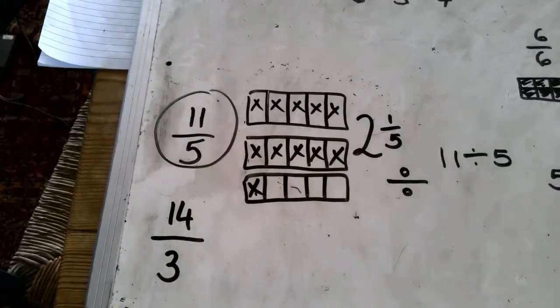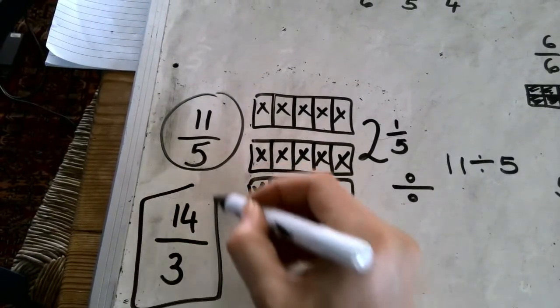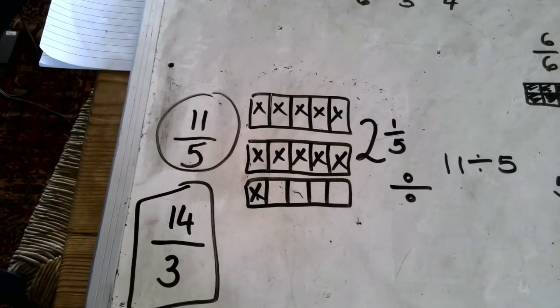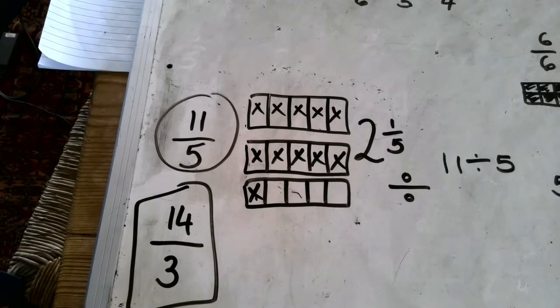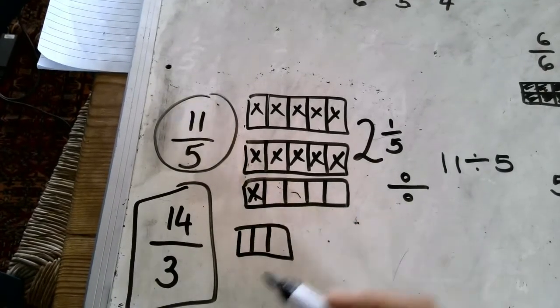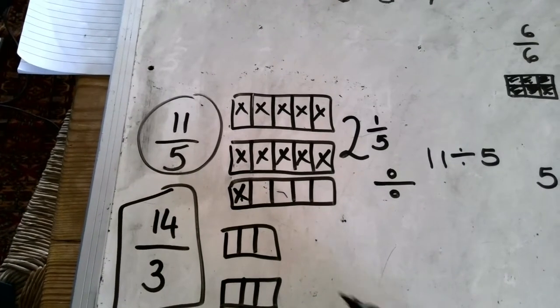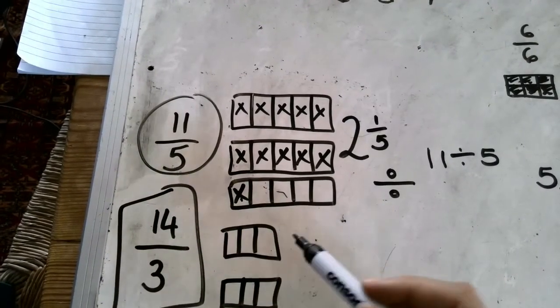I want you to have a go at doing this with me. Okay, 14 thirds. How can we write that as a mixed number? Okay, let's quickly draw it out. I'm going to draw some rectangles, and our denominator tells us that those rectangles need to be split into 3 parts.